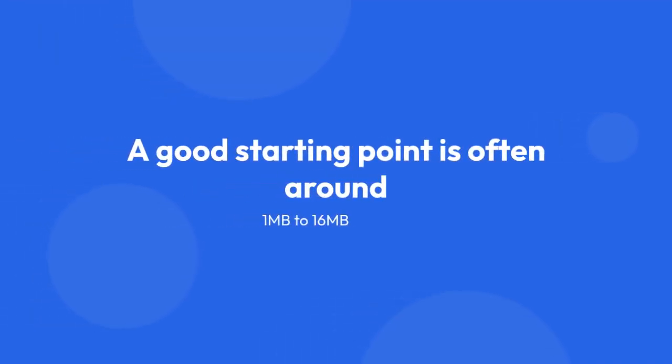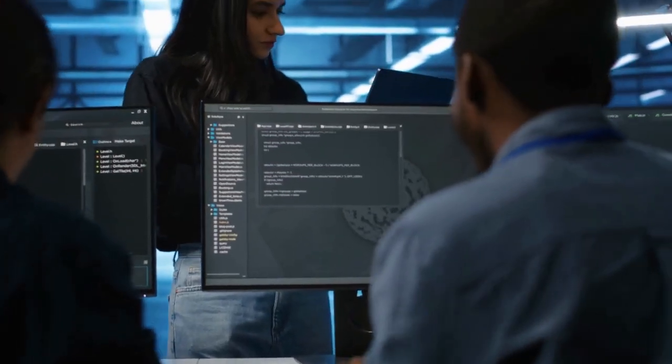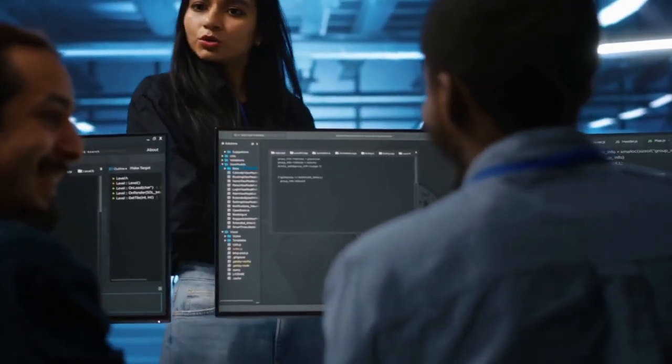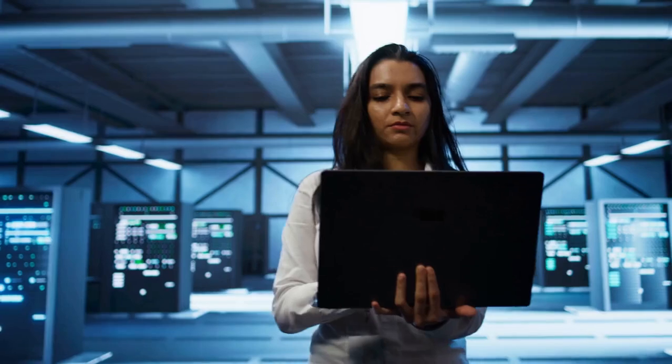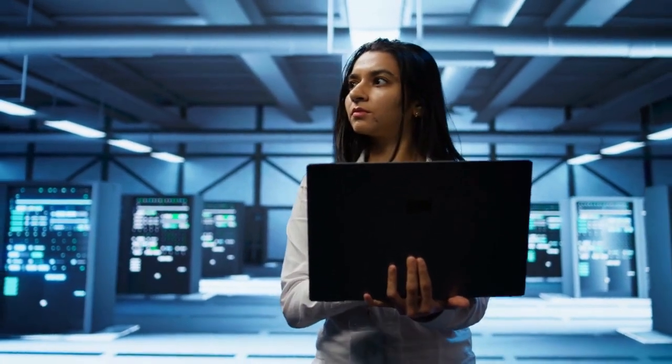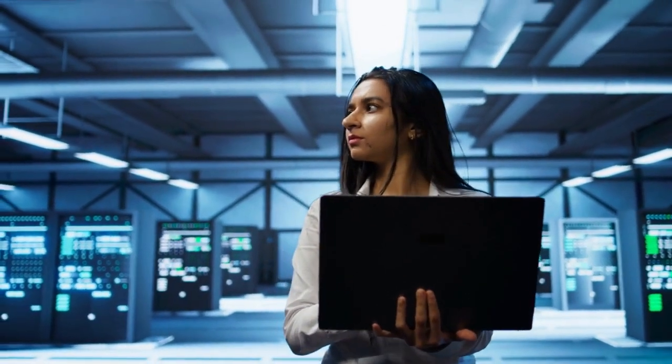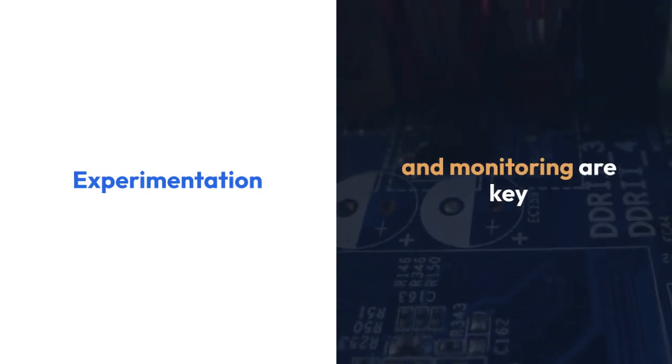A good starting point is often around 1 MB to 16 MB, and you'll need to monitor your server's memory usage and adjust based on your workload and available RAM. If you consistently see high disk I/O during sequential reads, increasing this value might help. Conversely, if memory usage is already high, reducing this size might be necessary. Experimentation and monitoring are key.